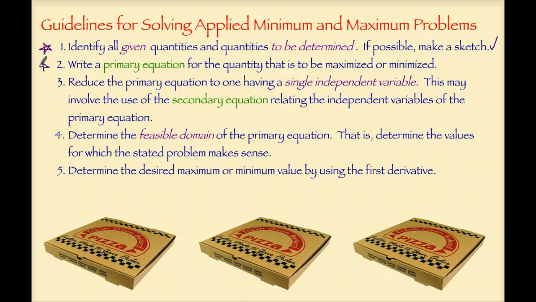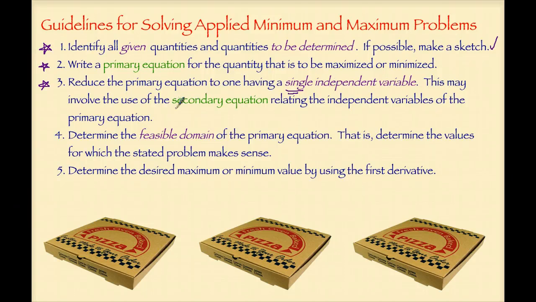Second, write a primary equation for the quantity that is to be maximized or minimized. In the previous example, that was the volume equation, since we were maximizing volume. Number 3, reduce the primary equation to one having a single independent variable. Remember, you can only have one variable in the primary equation. Now, since you're using general geometric formulas, sometimes there's more than one variable. There could be several dimensions which comprise that equation.